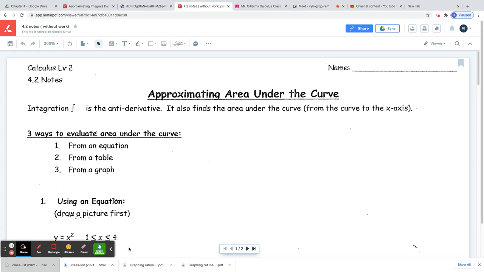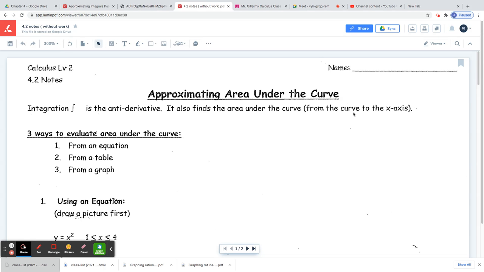So we are going to be doing integration, which is the antiderivative. But one of the applications, I mentioned this briefly a couple weeks ago, is that it finds the area under the curve. So basically it finds the area of the region under the function you have, above the x-axis, and to the x-axis, I should say. So between the curve and the x-axis, that's what an integral finds.